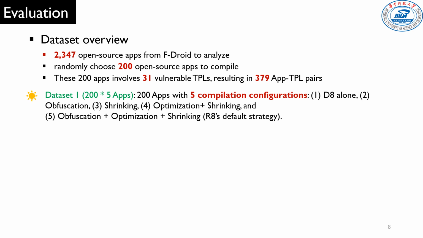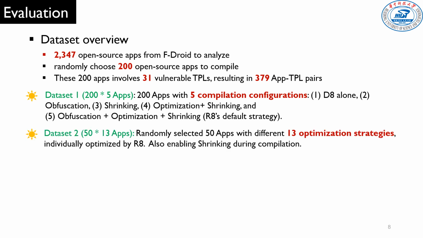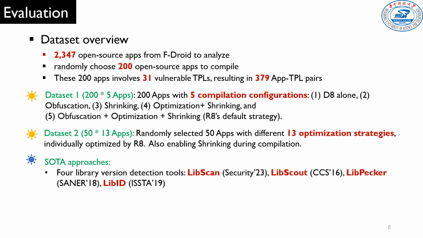Dataset 1 includes 200 apps compiled with 5 configurations: D8 only, obfuscation, shrinking, optimization plus shrinking, and R8's default setup with all features enabled. Dataset 2 consists of 50 apps, each subjected to 13 individual optimization strategies, allowing us to examine the impact of each specific optimization on library detection. We selected 4 state-of-the-art library version detection tools: LibScan, LibScout, LibPacker, and LibID. For performance evaluation, we measured the F1 score at both the library and version levels.